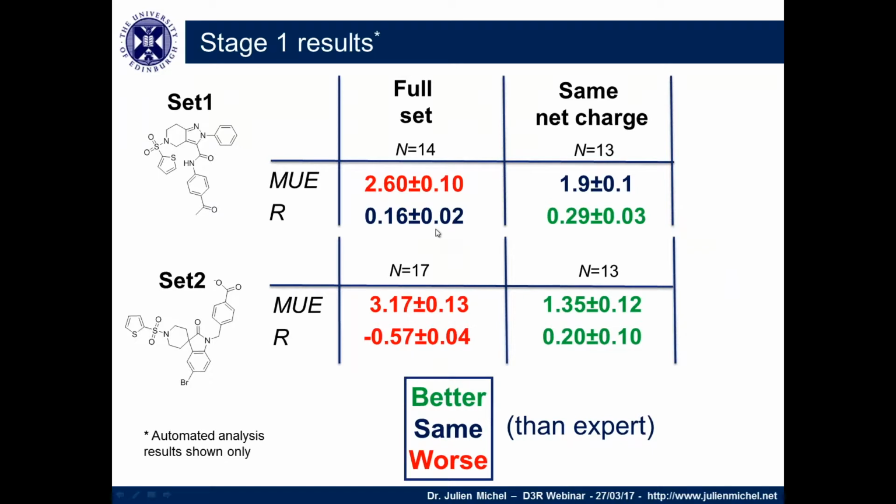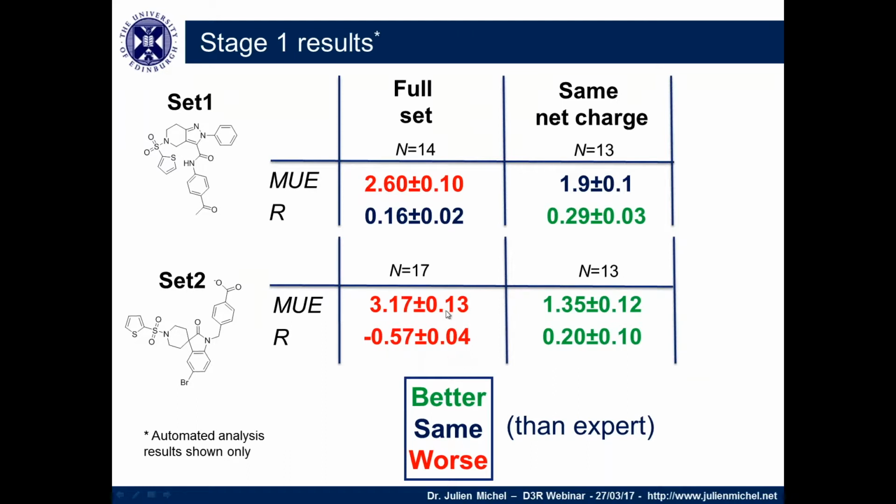These are our stage one results for the set one and set two groups. You can see that for set one, our full data set, the mean error is higher, worse than our expert prediction. In terms of correlation, it's also very low and comparable. If you focus on this group with the same net charge, you see that the results improve somewhat.